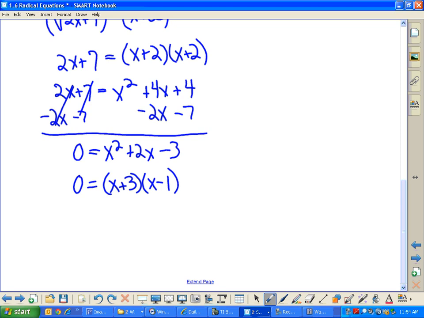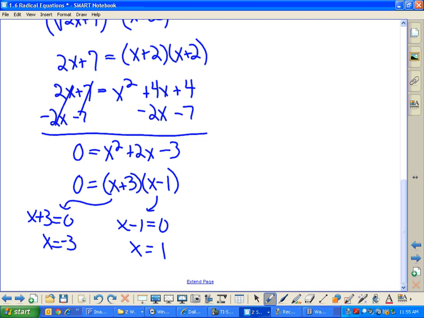And now I have two things multiplied together to equal 0. That reminds me I have to use my zero product property. So I'm going to take x plus 3 and set that equal to 0, and x minus 1, I'll set that equal to 0. And then I solve. I'll go ahead and let you know that one of these answers is garbage. One of them does not work. So I have to check.